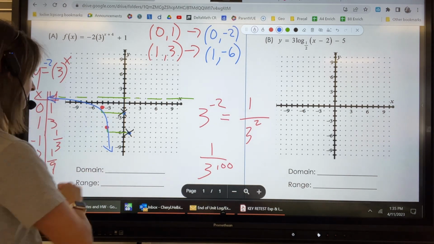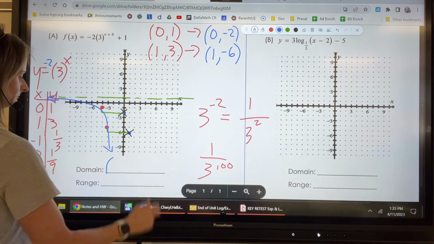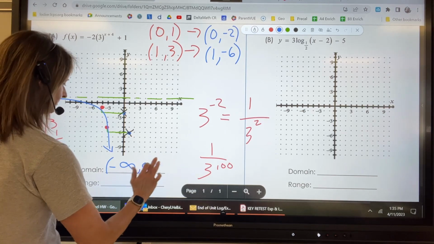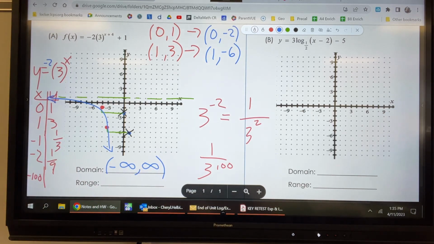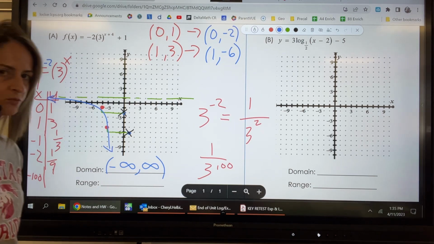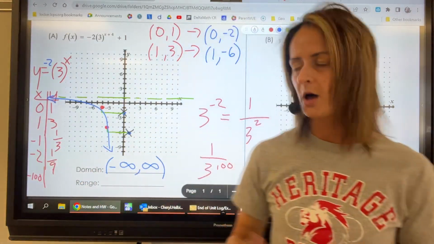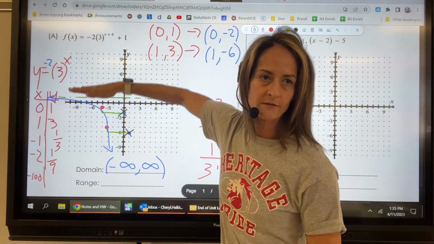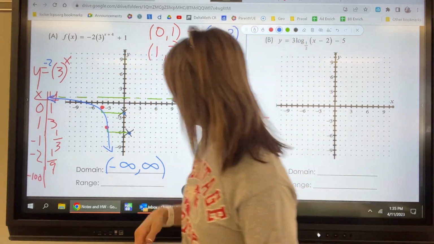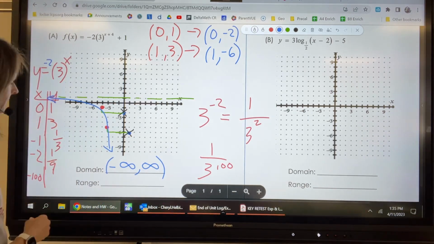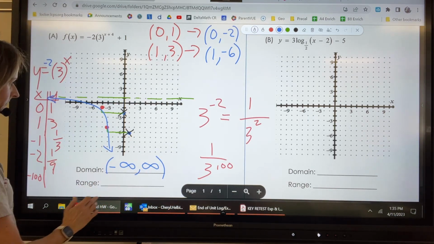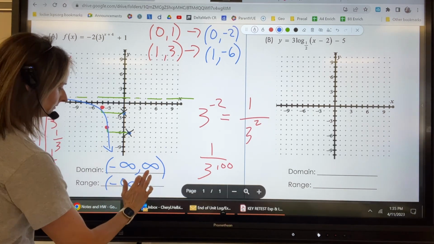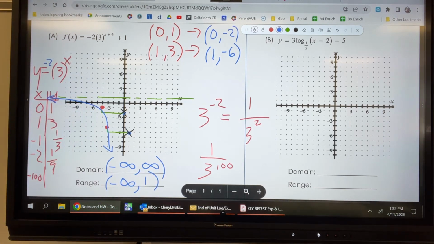Okay, so now what's our domain? -infinity to infinity. We can put in whatever we want, right? Okay, now, what about our range? What are all the possible y values? Yeah, there's nothing on our graph with a y value above 1. Now, how do we show that we're not going to include this 1? But not including 1.